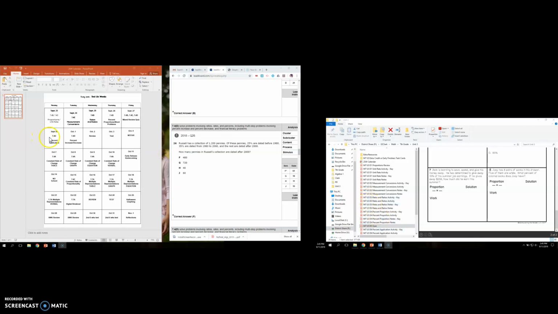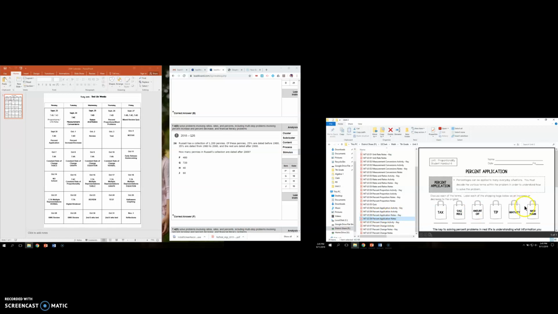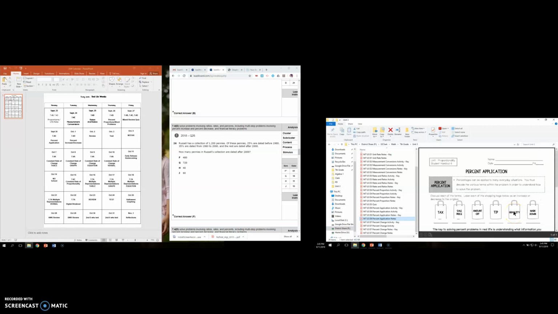All right, percent application is our next day, day 6 of this unit. This is starting to jump into the real world application of percent. They see a lot of tax, all of these vocabulary words here. One that is not included that I encourage you to add in, that they sometimes have a hard time with, is the word commission. So lots of words here that might be new to them but shouldn't be, but commission is one that you probably need to add in.